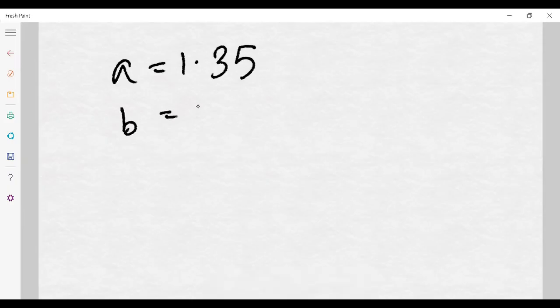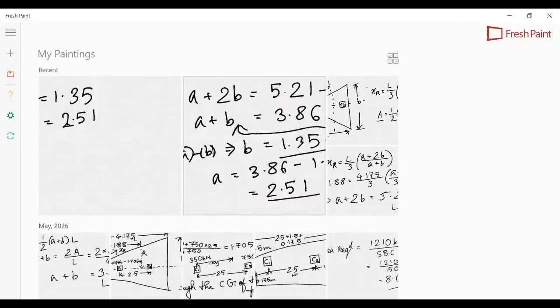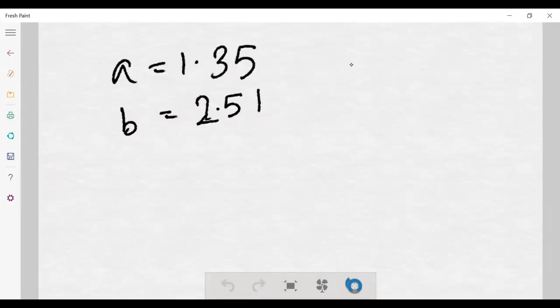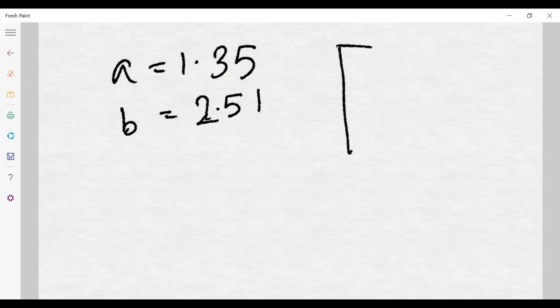And B as 2.51. I'm rechecking it. 2.51 and A is 1.35. Now you see, that means now we are flipping it. Okay, sorry.